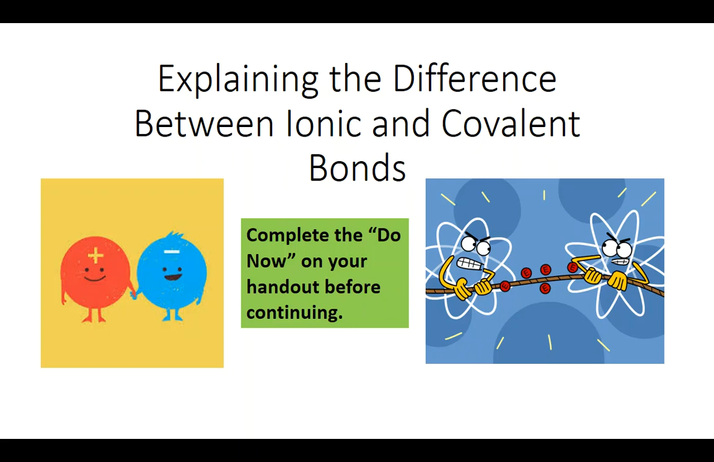Hello 8th graders, today you're going to be looking at the difference between ionic and covalent bonds. Last week we talked a little bit about ionic bonds and how ions are formed, but now we're going to bring it all together and talk about the multiple different ways that atoms can stick to each other, or bond.